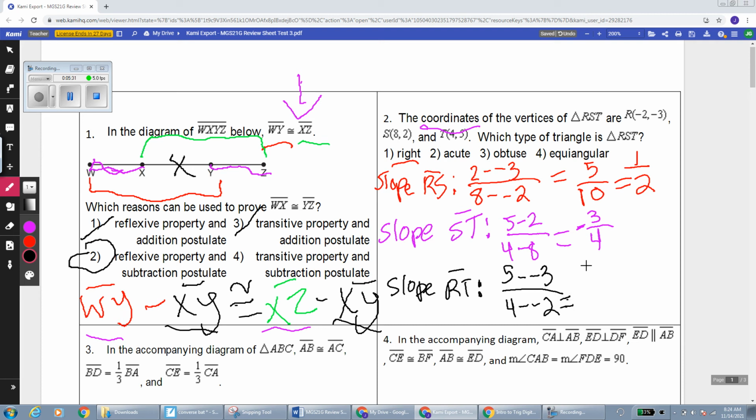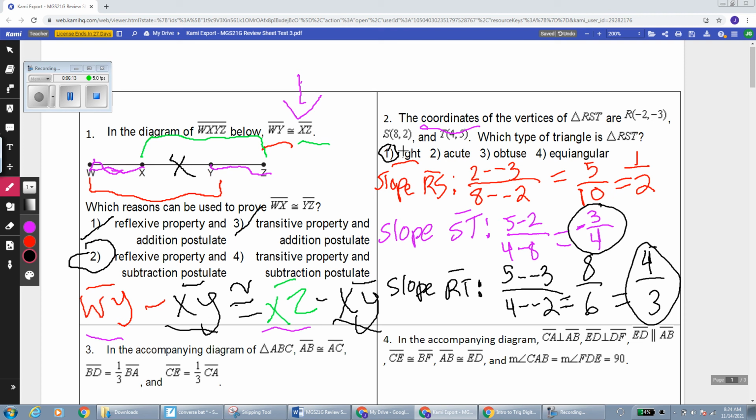That gives me h over 6, which reduces to 4 over 3. So if you take a look at the slopes, I see that the slope of this side and the slope of this side are negative reciprocals. This one is just this one flipped over with the sign changed. Remember, negative reciprocal means that you flip the fraction and you change the sign. If it's negative, it becomes positive. If it's positive, it should be negative. So we do have negative reciprocal slopes here, meaning that we have perpendicular sides that form a right angle, making this triangle a right triangle.